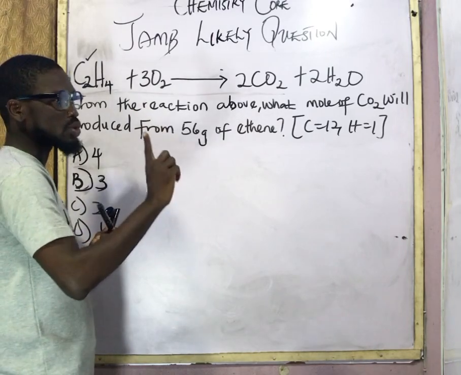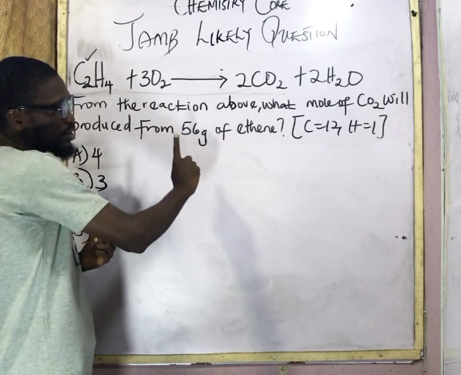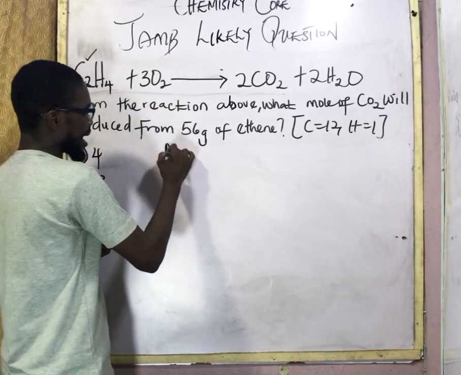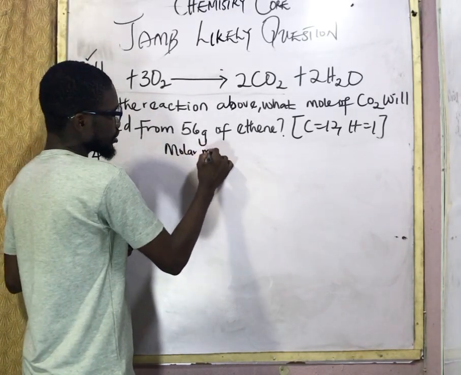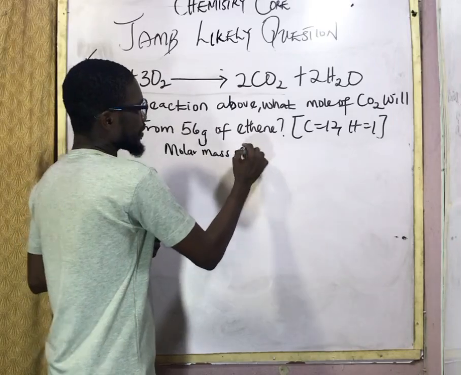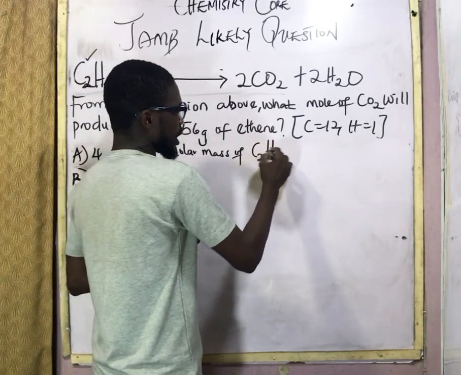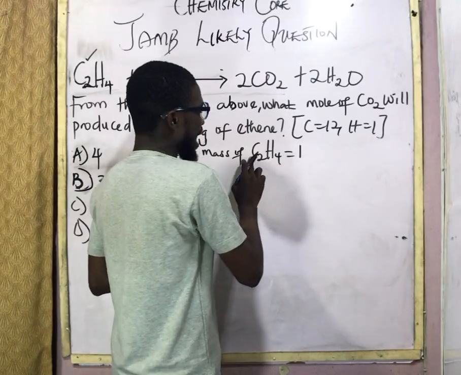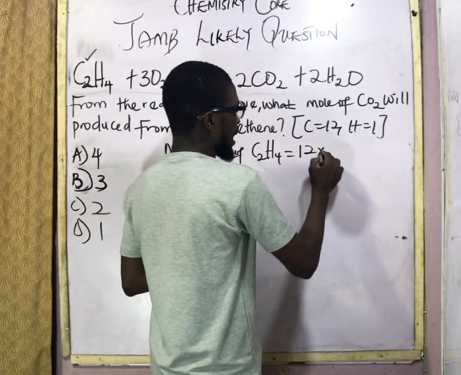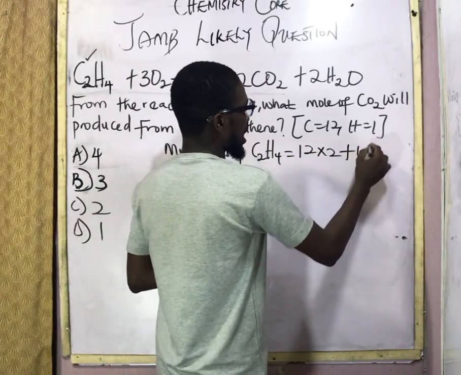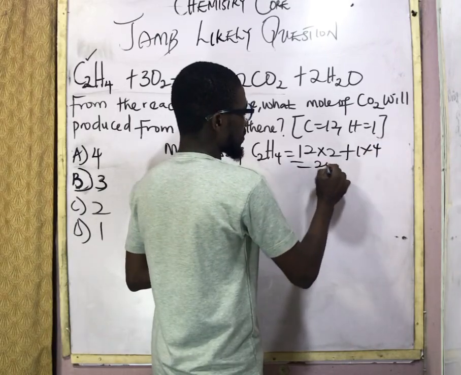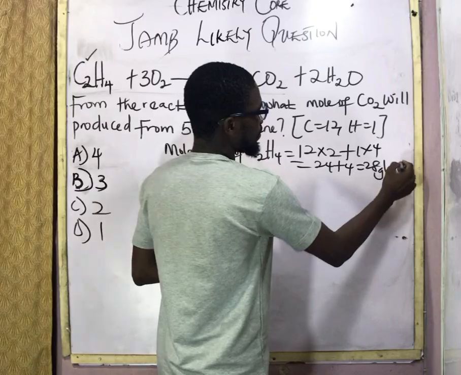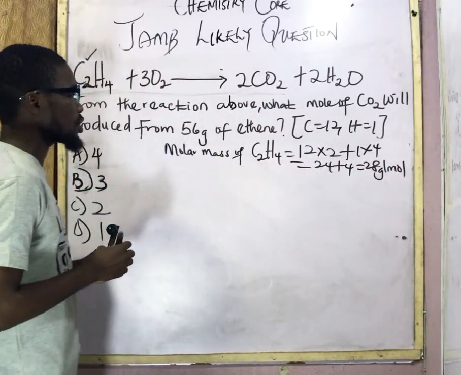So the first thing you need to do, or how can you solve this kind of equation in the blink of an eye, is just 2 minutes. Find the molar mass of C2H4, that will give us the atomic mass of carbon is 12 multiplied by the 2 you have there, plus 1 times 4, we have 24 plus 4, we have 28 grams per mole. This is the first thing you are going to do.